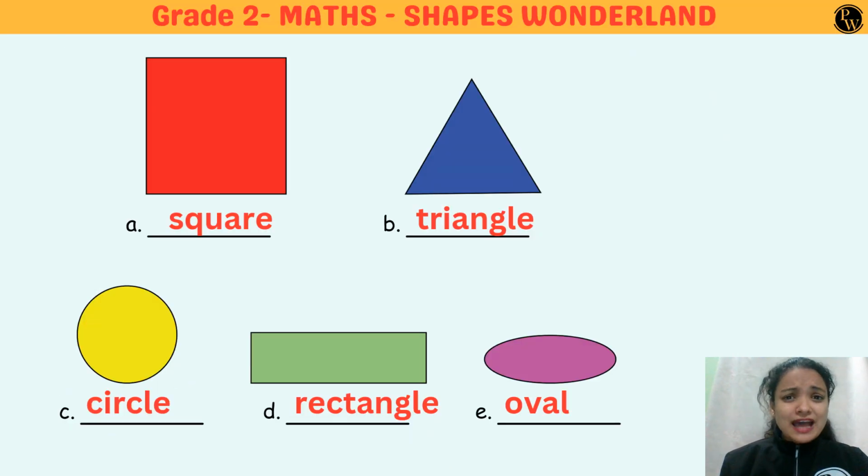Let's recall the flat shapes that we have learned so far. This is a square. This is a triangle. This is a circle. This is a rectangle. This is an oval. You know what? These shapes are also known as 2D shapes.